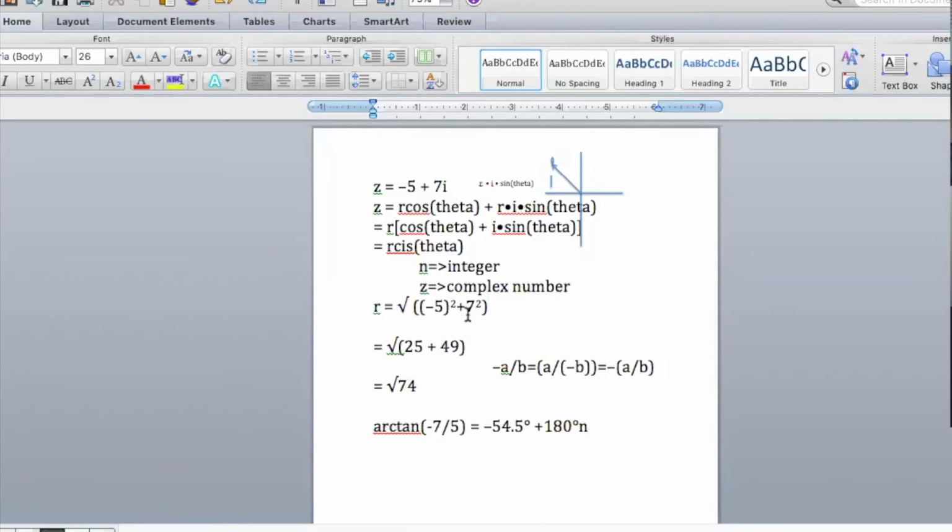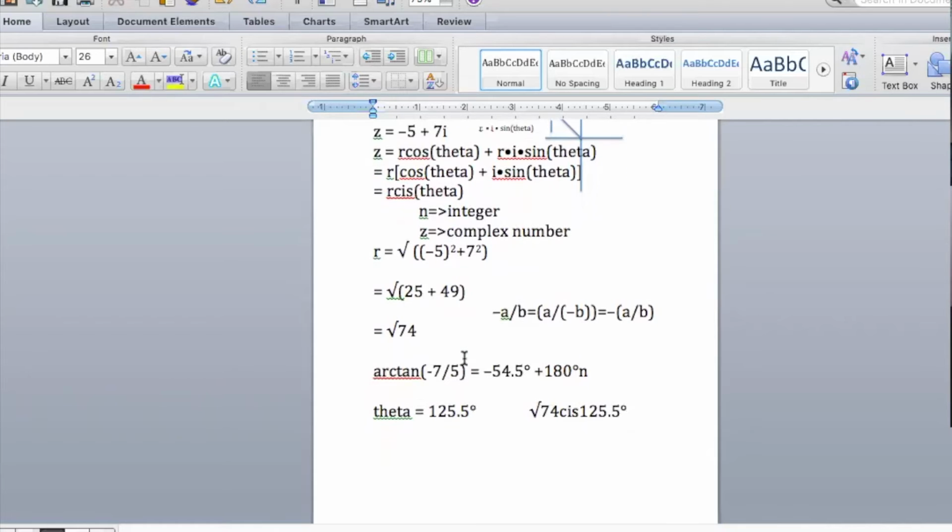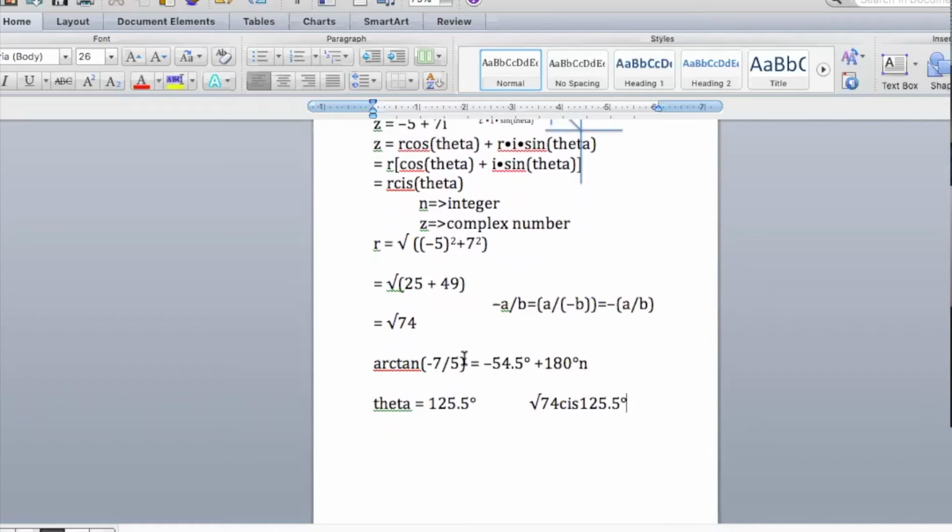When I want to get theta, I'm going to take the arctangent of this value over this value, right? 7 over -5. And what I wound up with was arctangent of -7 over 5 was -54.5 degrees plus 180n. Now, if you think about it, -54.5 degrees is way down here somewhere. And that's not the one we want, because the point we have is way up here. So we have to add 180 degrees to it. Okay, so we're going to wind up with theta being equal to 125.5 degrees.